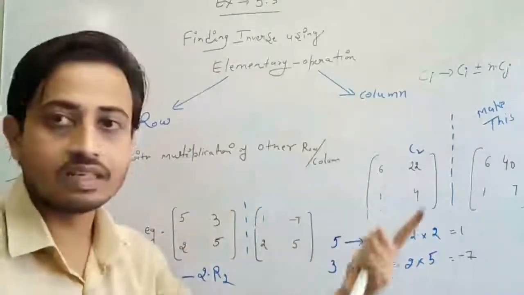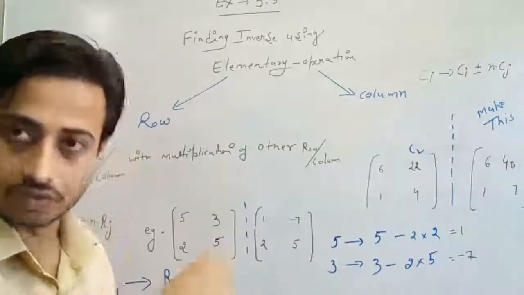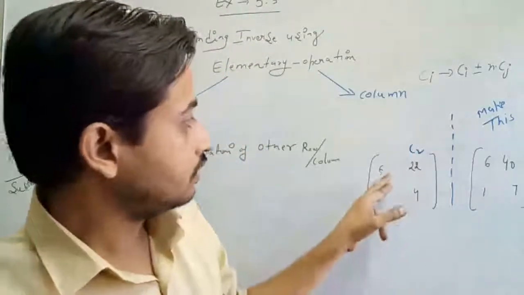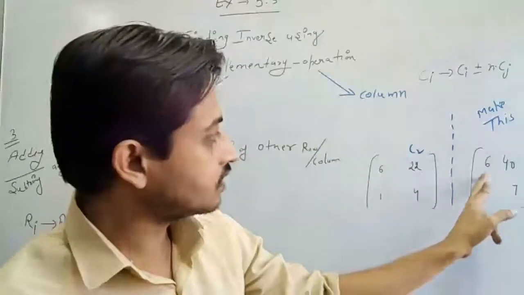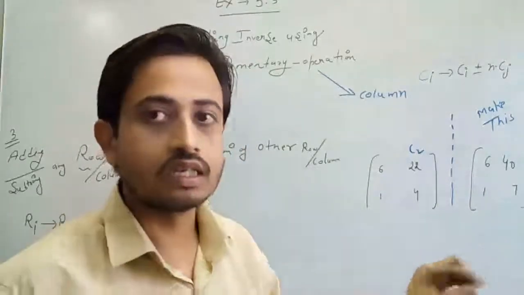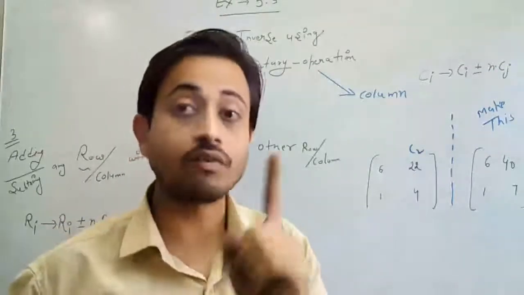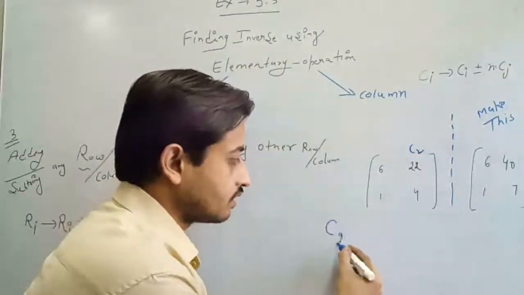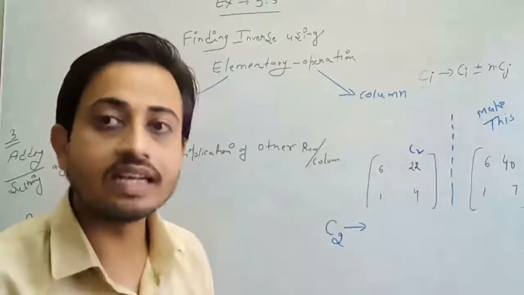Please take a look. Next, I am going to apply such an operation on a column also. Please make a note first. Now please take a look. Here we have elements 6, 22, 1 and 4, but we have to make 6, 40, 1 and 7. How can we make it? 6 and 1 are the same. It means the first column C1 is not to be changed. We have to change the second column. So that's why I have to write the second column first.